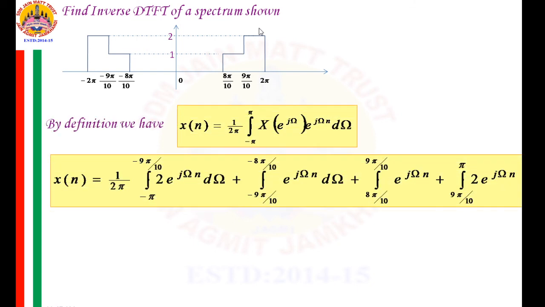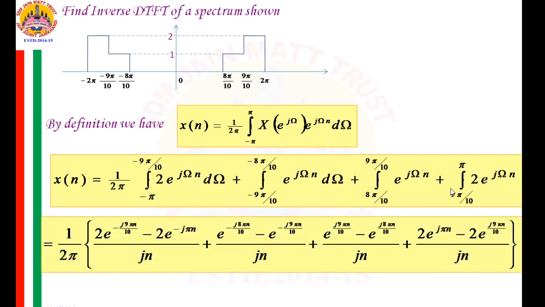So in this expression of the DTFT, we have to divide this integral into that many parts: from minus pi to minus 9 pi by 10, then from minus 9 pi by 10 to minus 8 pi by 10, then from 8 pi by 10 to 9 pi by 10, and then 9 pi by 10 to plus pi. In this duration the amplitude is 2, in this duration the amplitude of X of e raised to j omega is 1, here the amplitude is 1, here the amplitude is 2. Now integrate each of these separately and substitute the limits.